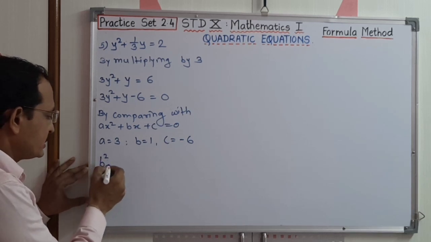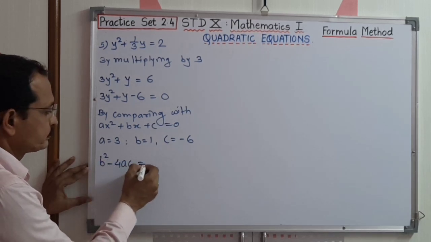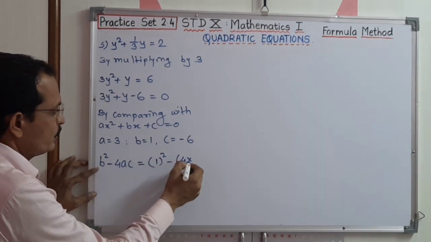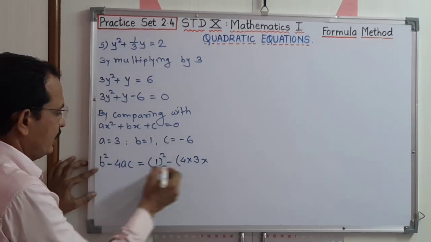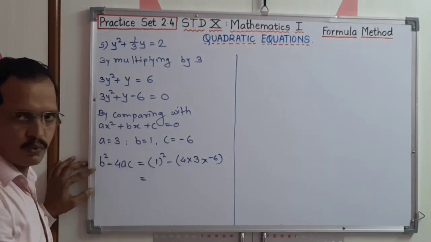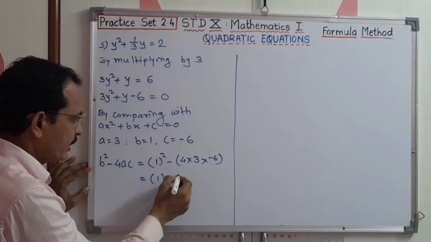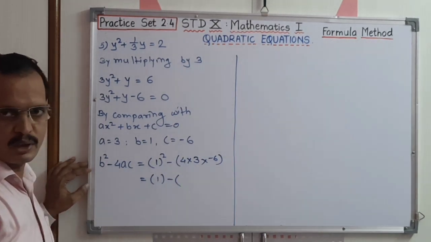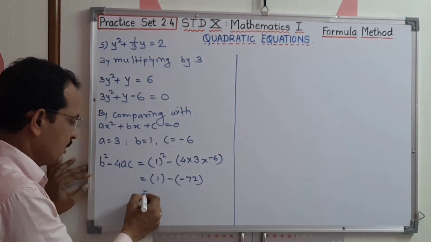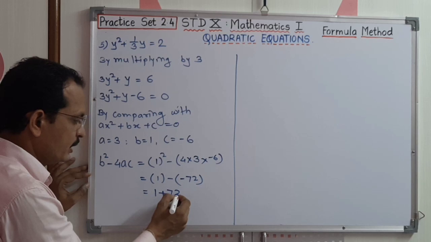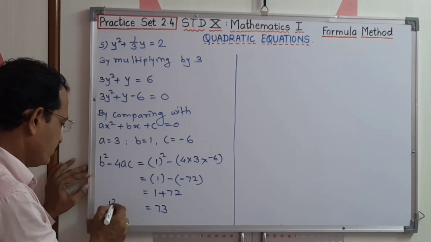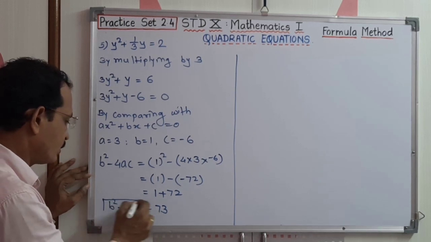First of all, the discriminant b square minus 4ac. The value of b is 1, minus 4 into a 3 and c is equal to minus 6. Then the square of 1 is 1, minus 4 3s are 12 and 12 6s are 72. It is minus 72. Then 1 plus 72, this minus becomes plus, and b square minus 4ac is equal to 73.